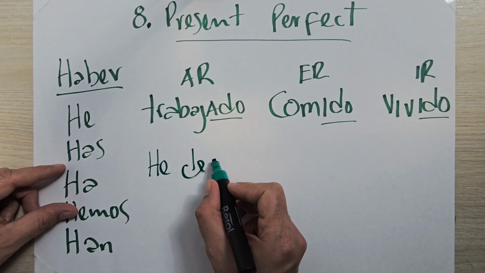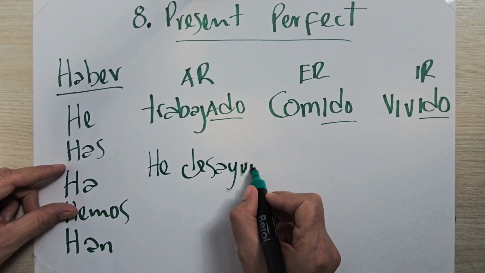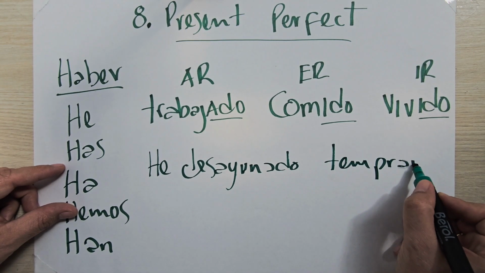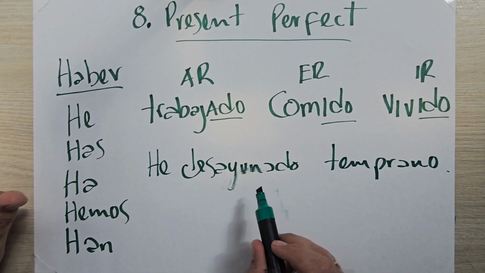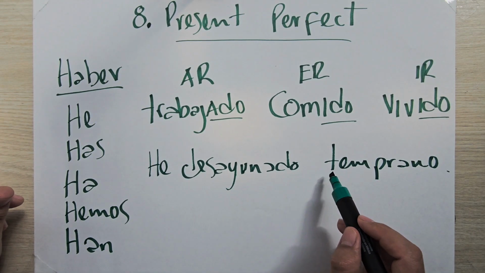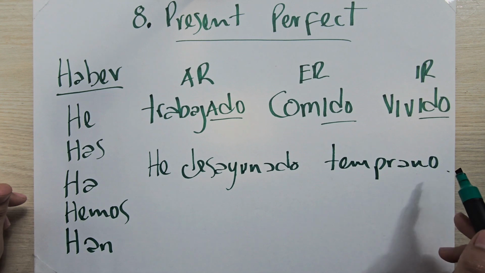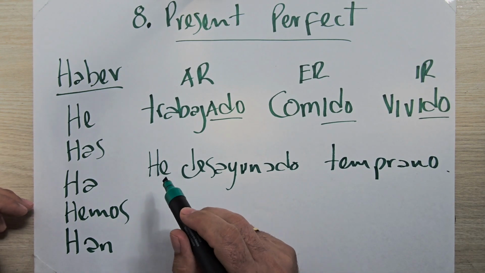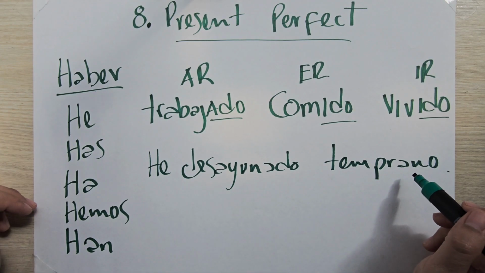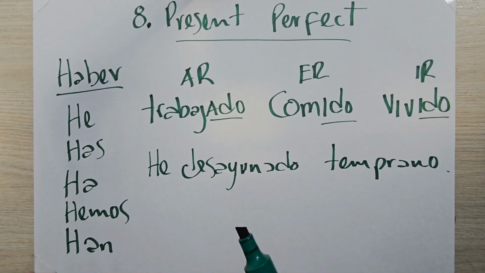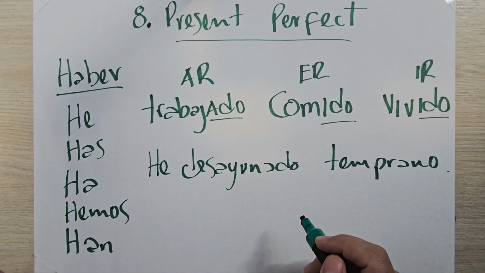He desayunado temprano. He desayunado temprano means I've eaten breakfast early. That would be the literal translation. But in Spain, this could mean I ate breakfast early. That's why I told you that it would be important for people learning Spanish from Spain to learn this tense. They use this tense a lot.